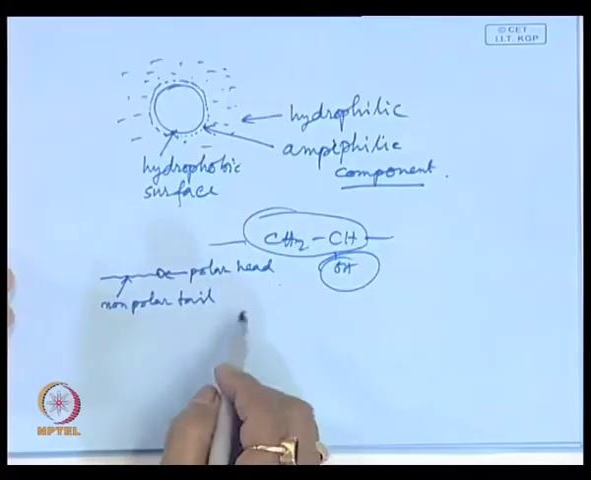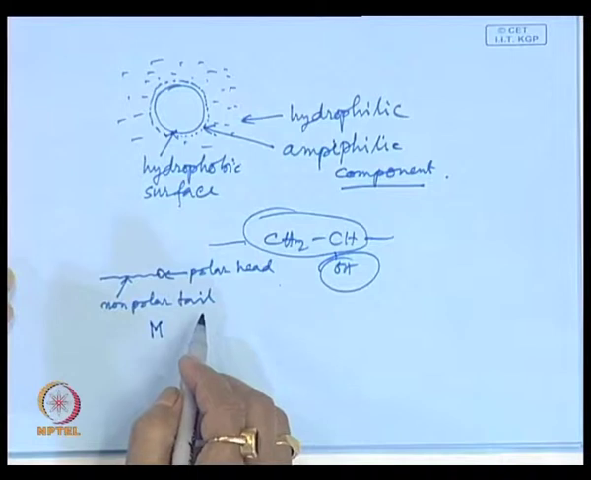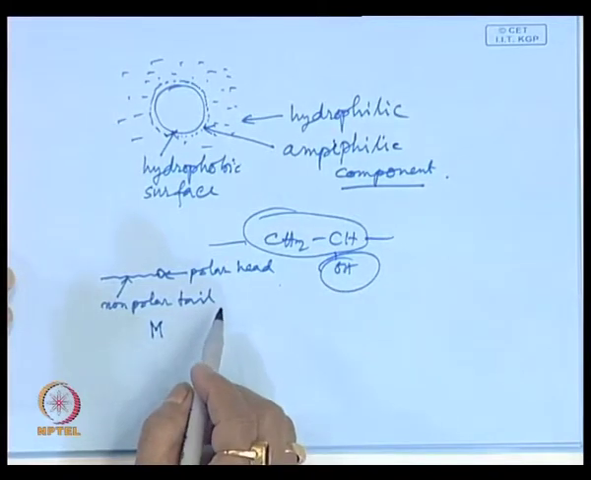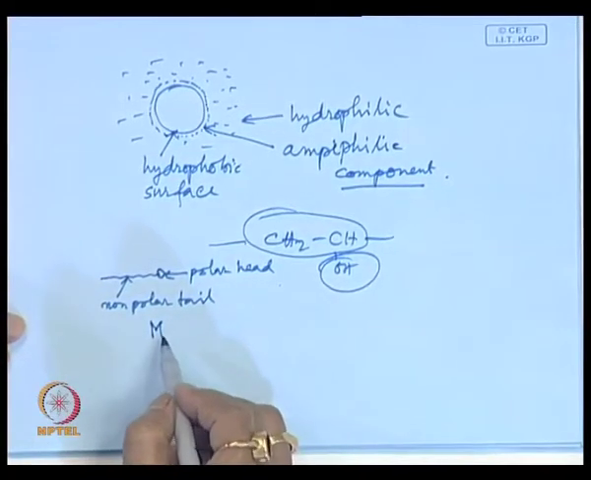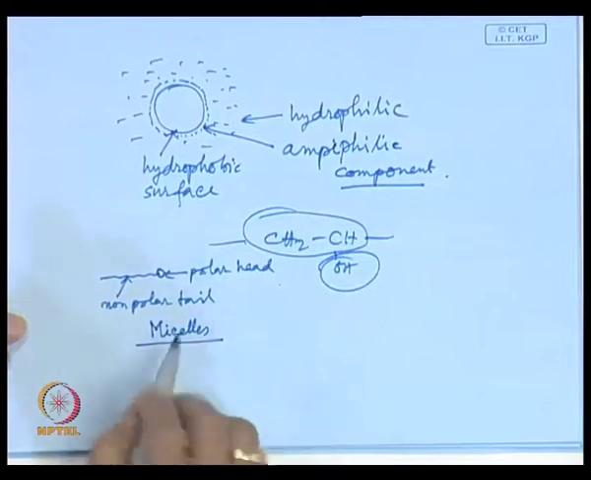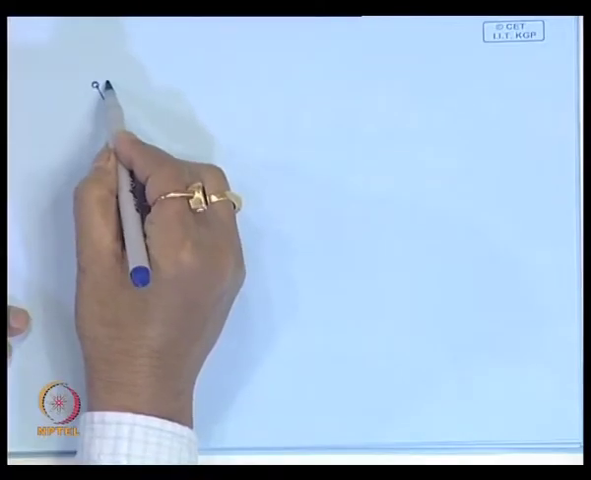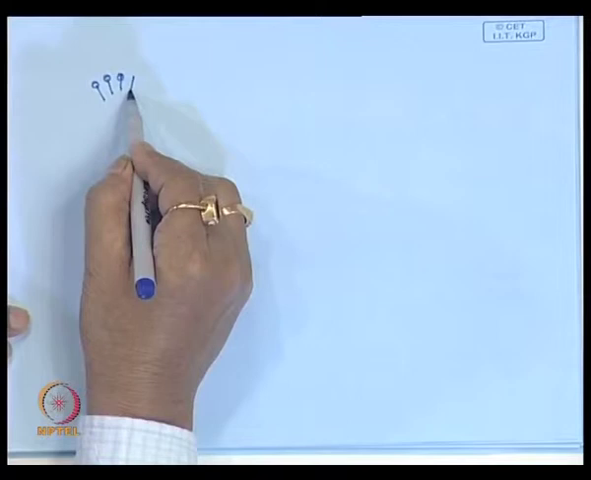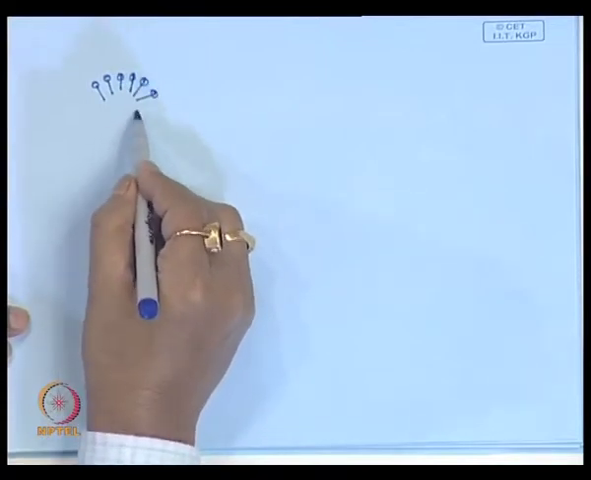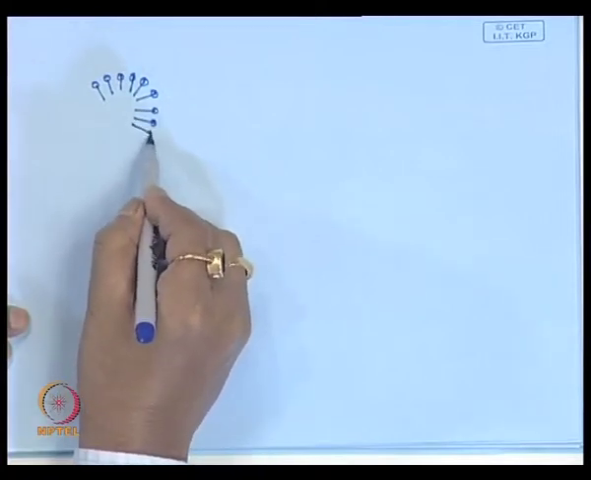Now, when you add these soaps to water, what happens? It shows a milky suspension or something like that, because they form some aggregates of these soap molecules with certain geometry, with some defined geometry. They are called micelles. Micelles are formed. What are those micelles? Say, if you add soap molecules to water, it can form aggregates like this, as I am drawing.